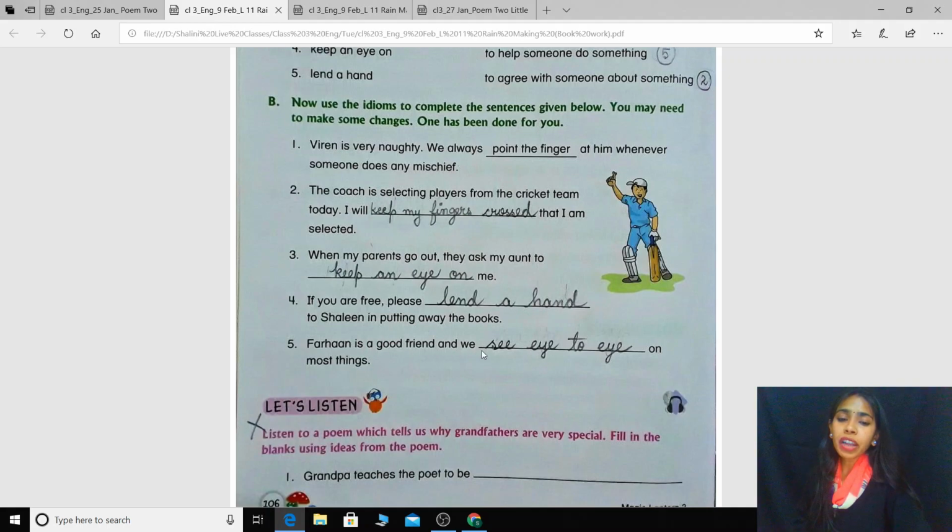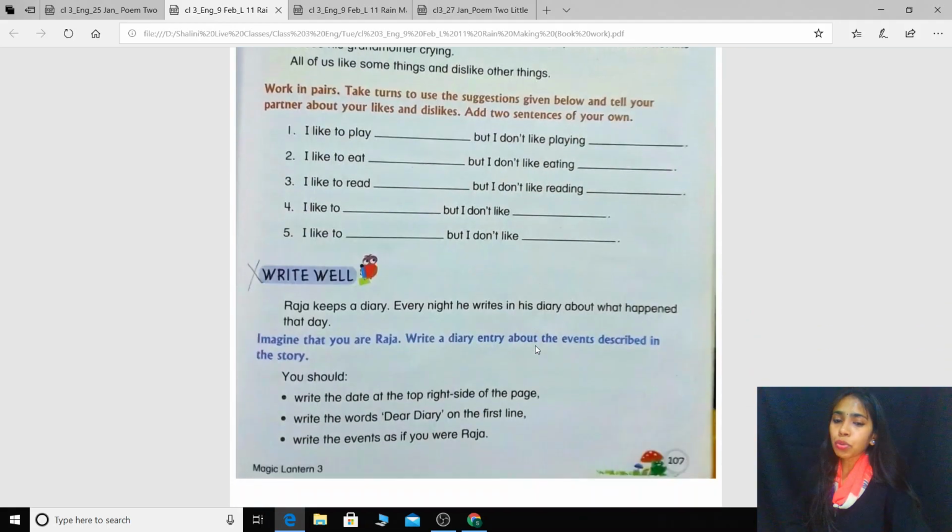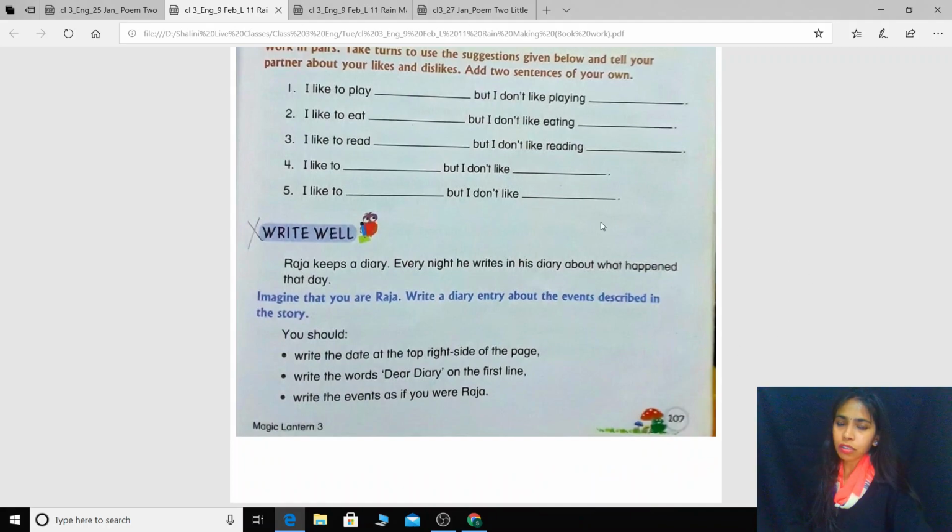Farhan is a good friend and we see eye to eye on most things. Means we keep similar thoughts, right? We agree on similar things, right? So this is how you will get the book exercises in your exam.